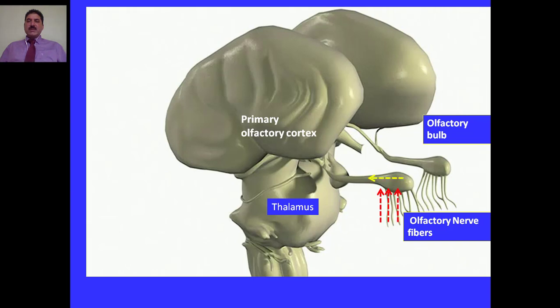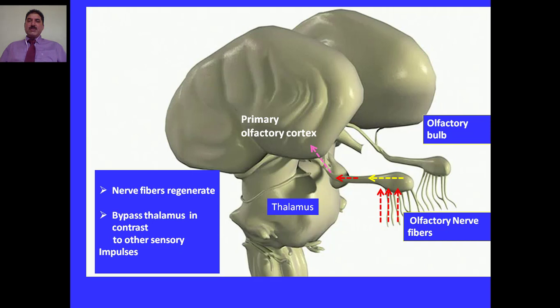Olfactory mucosa contains olfactory cells. The axons from these cells pierce the cribriform plate of the ethmoid to form the olfactory bulb. The olfactory bulb leads into the olfactory tract, which terminates in the primary olfactory cortex. The olfactory nerve differs from other cranial nerves in that it has the power of regeneration.